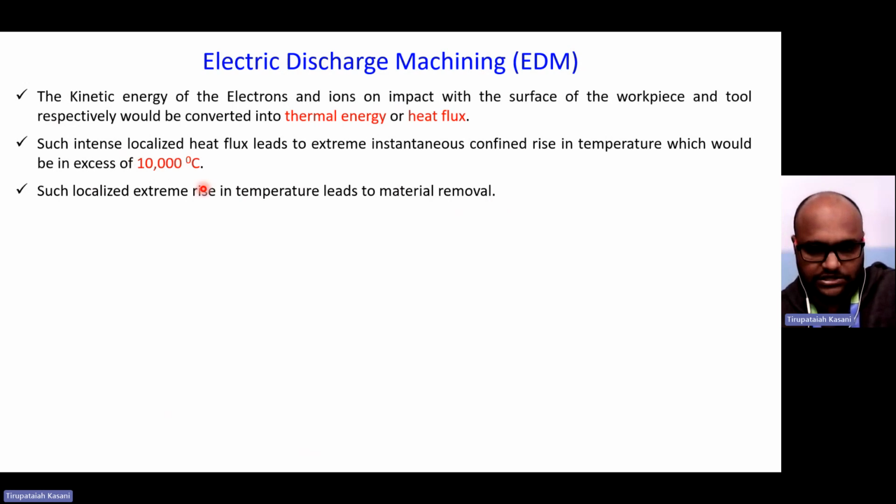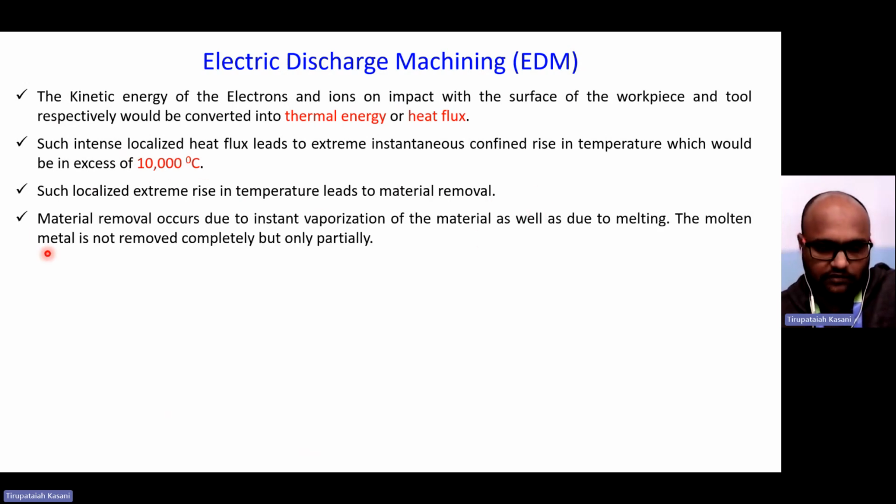At these high temperatures, the material gets removed from the workpiece as well as a small amount from the tool. Material removal occurs due to instant vaporization of the material as well as due to melting. Due to the spark, the metal gets melted. The molten metal is not removed completely, but only partially. That is the reason why the recast layer forms over the workpiece.